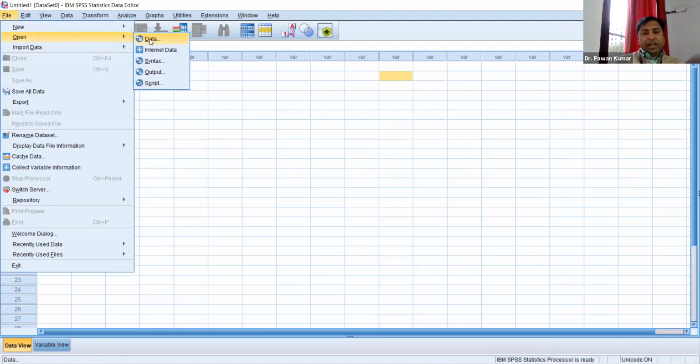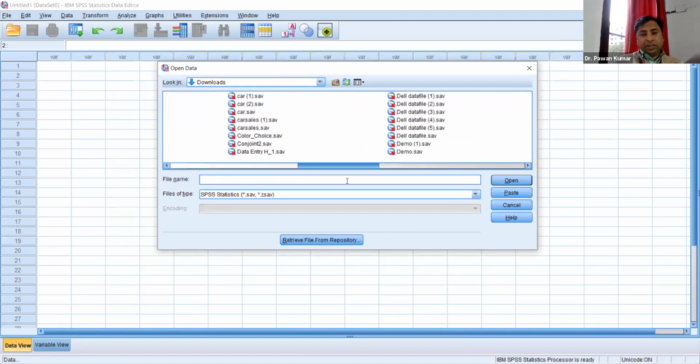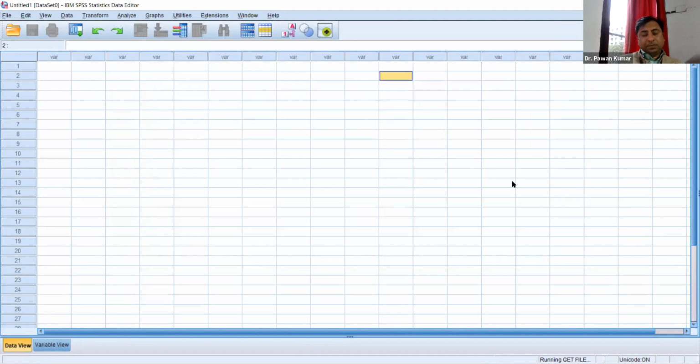So I'm opening the data, and this data I have taken in the downloads file. Let me take the data of color choice. This is one of the surveys which I have conducted. In the survey, how many respondents are there? Can anybody tell me how many respondents there are in this study? There are 30 respondents, from whom I have gathered data about the color of the car and the age of the customer.